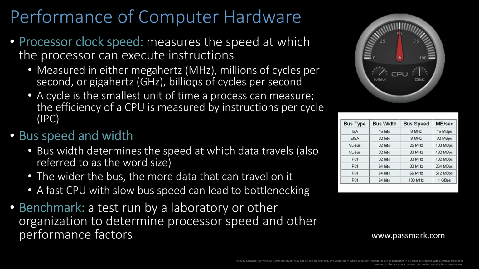I call it a barrier. They're calling it a bottleneck. We want to make sure that we have the fastest bus speed that our CPU can support so that we can utilize that whole thing. And the chart on the right there shows you some standard bus speeds.